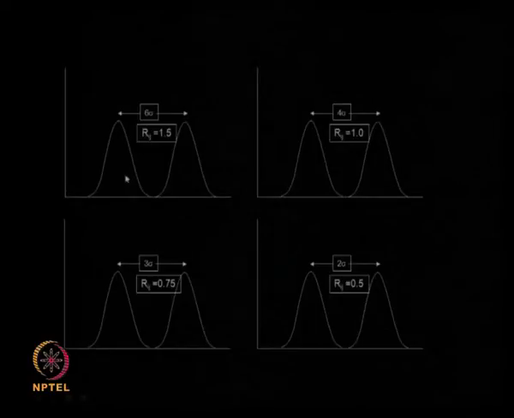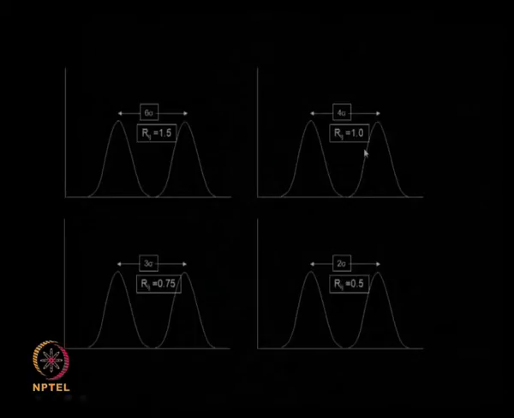So if you look at two peaks like this, if they are at a distance of 6 sigma, then the resolution is 1.5. If they are at a distance of 2 sigma, then the resolution is 0.5. If they are at a distance of 4 sigma, then the resolution is 1. If they are at a distance of 3 sigma, then I would say the resolution is 0.75. So depending upon the distance between the maximum of these two peaks, the resolution also varies, starting from even 0.5 going up to 1.5.